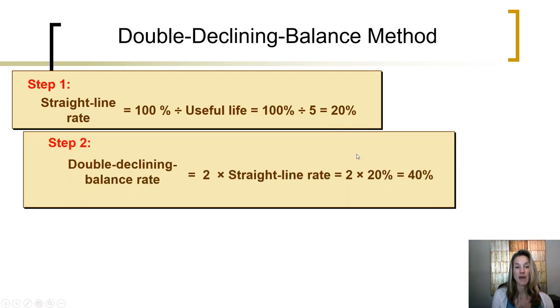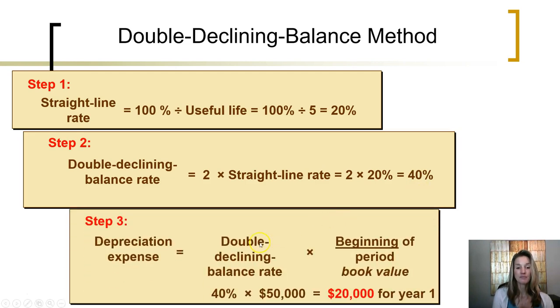So the double declining balance method says take that straight line rate and double it. Multiply it by 2. So 2 times the straight line rate means the declining balance method rate will be 40% per year for this asset. So the final step to calculate the depreciation expense for the year is to take the double declining balance rate of 40% and multiply it by that year's beginning book value.